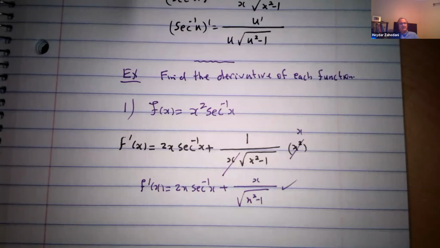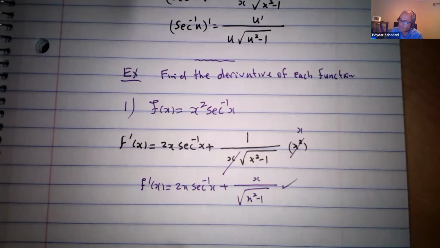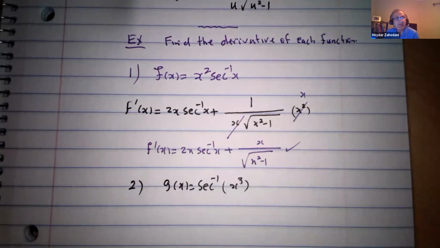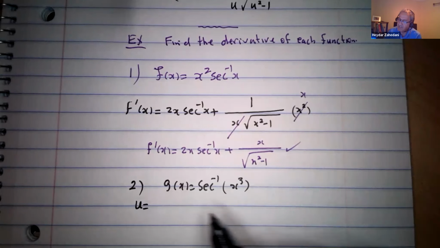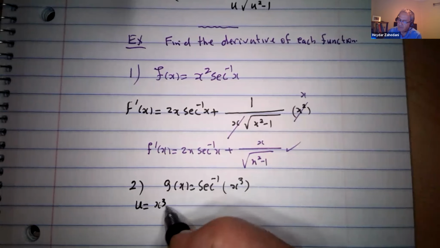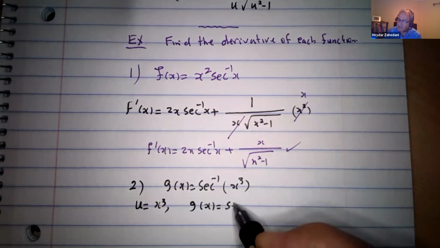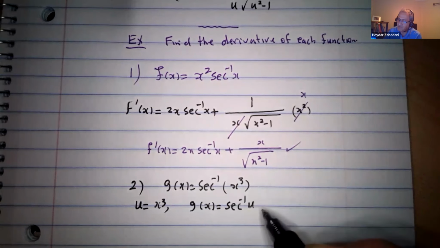Okay, and the other one is, of course, the chain rule type. So let's have g of x equal to the secant inverse of x cubed. So you have to take u to be x cubed and use the chain rule. Remind yourself that g of x is equal to the secant inverse of u.